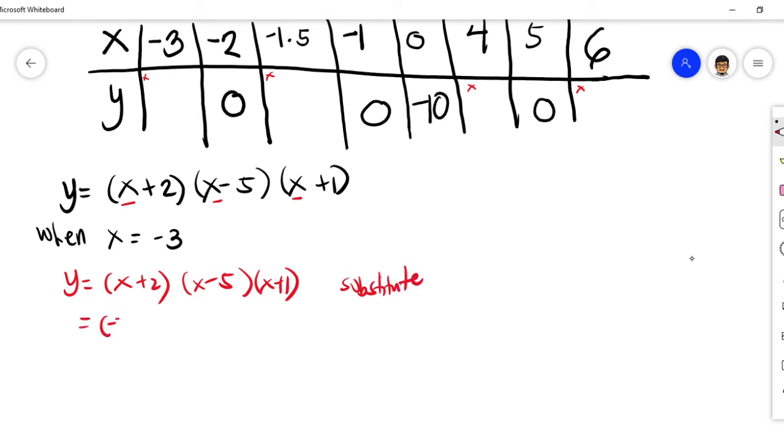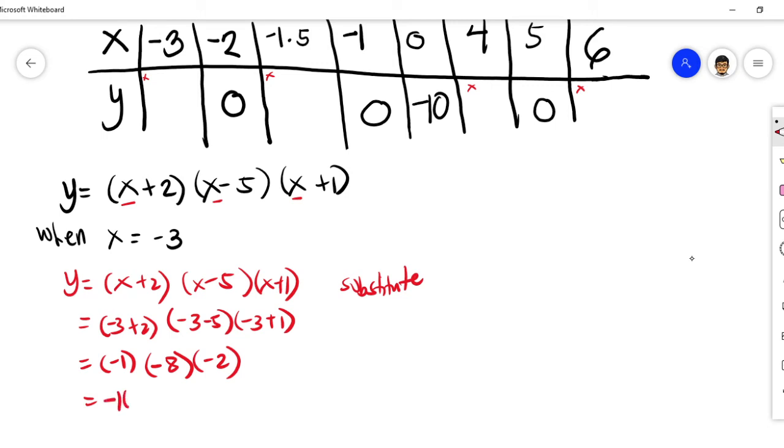So, x will become negative 3. Then, continue the process. Negative 3 plus 2, negative 3 minus 5, negative 3 plus 1. Okay? Negative 3 plus 2 is negative 1. Negative 3 minus 5 is negative 8. Negative 3 plus 1 is negative 2. Negative 1 times negative 8 is positive 8, times negative 2, that is negative 16. Therefore, when x is equal to negative 3, y is equal to negative 16. So, you will write the negative 16 here.